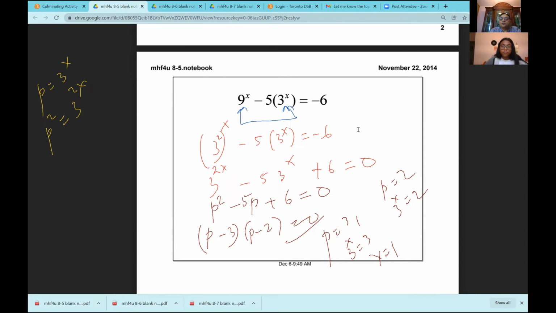Oh, sorry. It was 3 to the power of x equals 2. I should have taken log. I made a mistake there, right? I wrote x to the power of 3. Sorry. 3 to the power of x equals 2. So we'll take log. So x log 3 equals log 2. And x equals log 2 over log 3, correct? Yeah. So we have our answer.